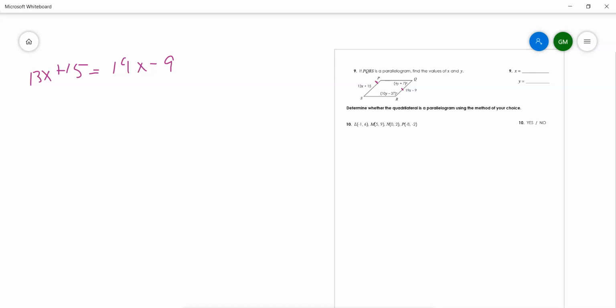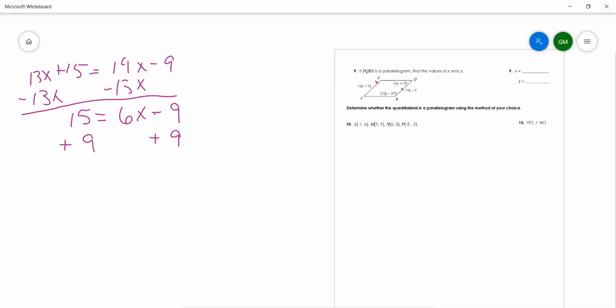And we're going to go ahead and let's subtract the 13x because we've all agreed except third period that negative x's are terrible. Third period likes the negative x's. We all know that. So third period, you know what you're going to do is to subtract the 19x and go the other way. We all know that's what you're going to do. Add 9 to both sides. And we get 24. Divide both sides by 6.